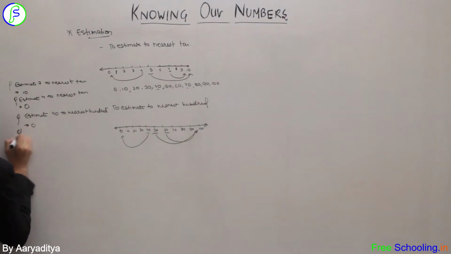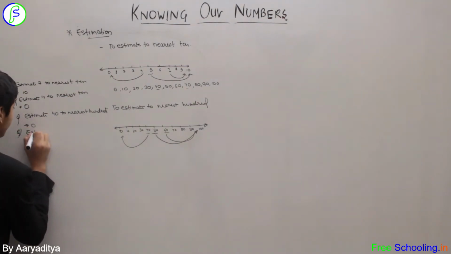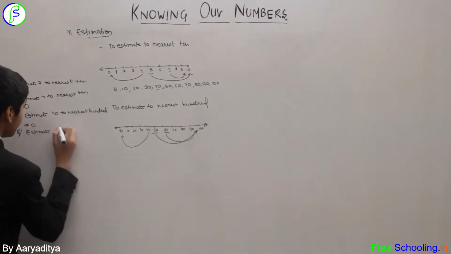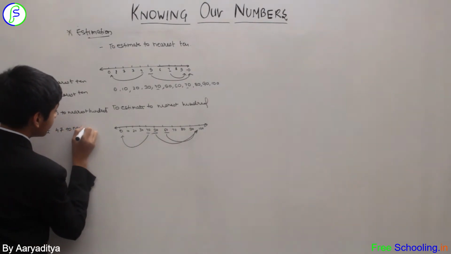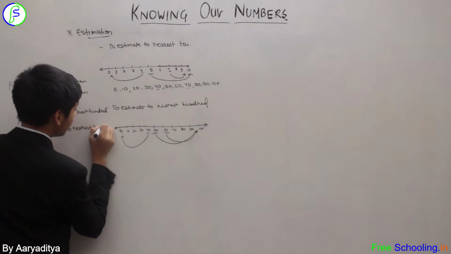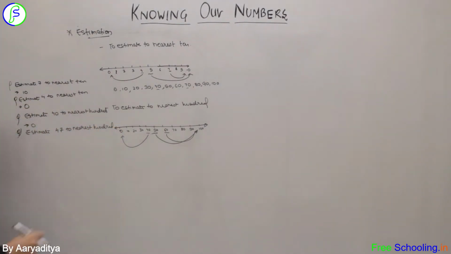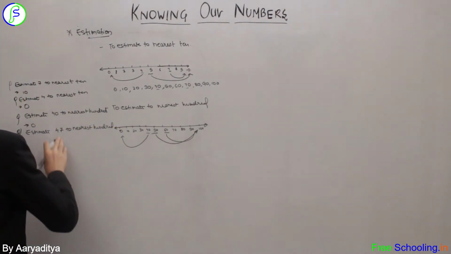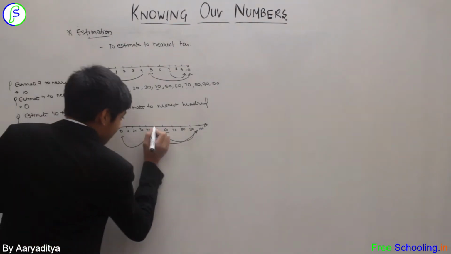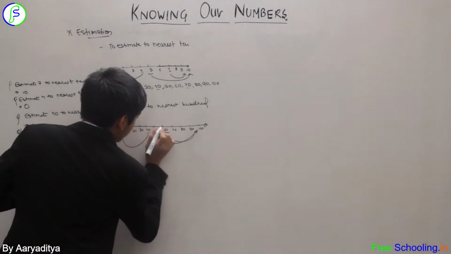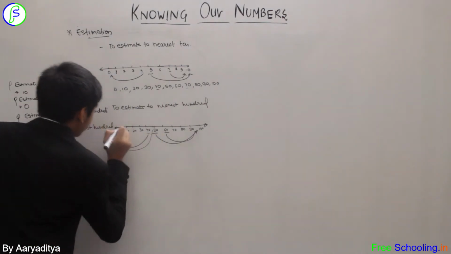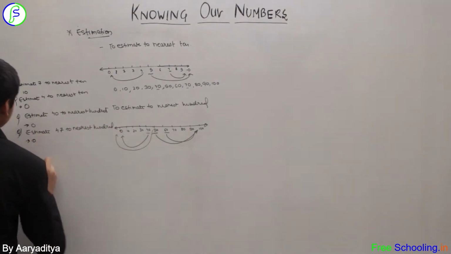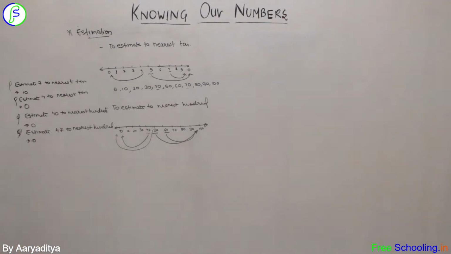But what if I ask you to estimate 47 to the nearest 100? What will be your answer? Let us see. As you can see, 47 lies between 40 and 50, but it is below 50, so this one will again come to 0. The answer to this one is 0. Hope you have understood this one.